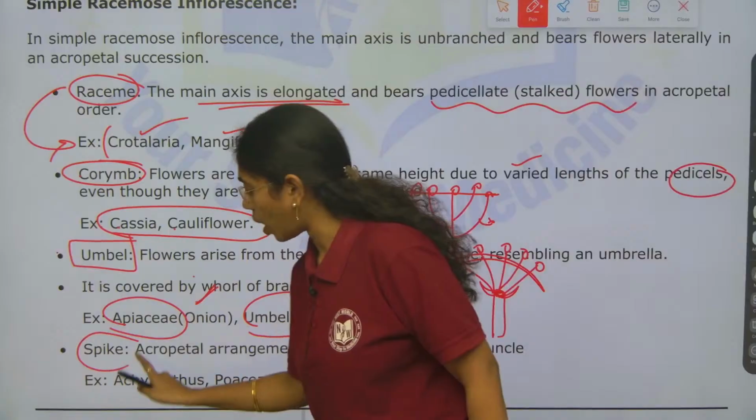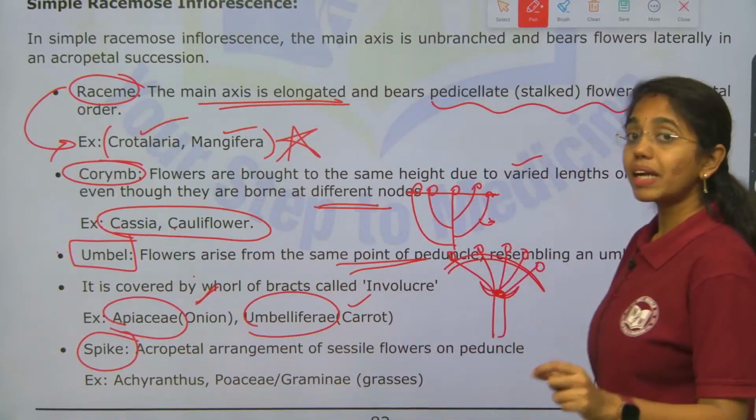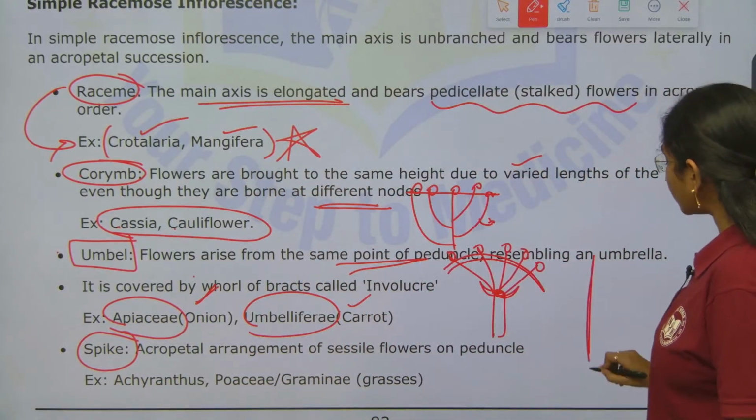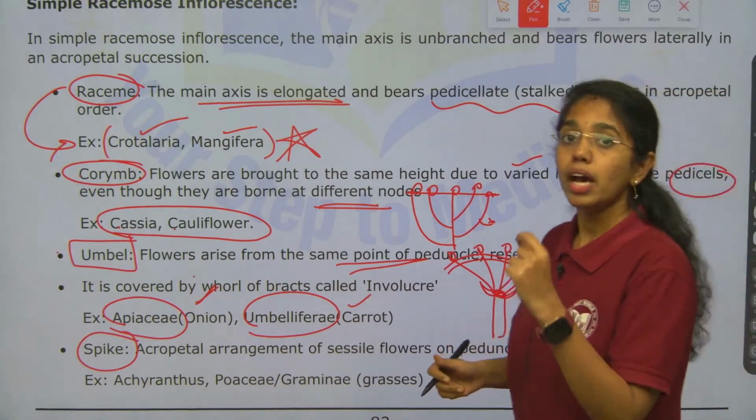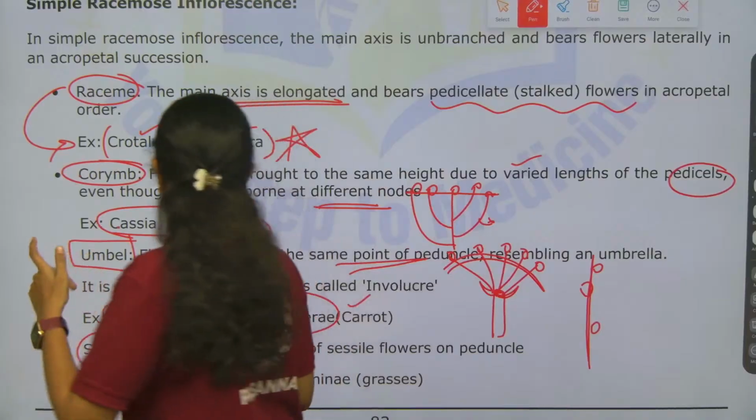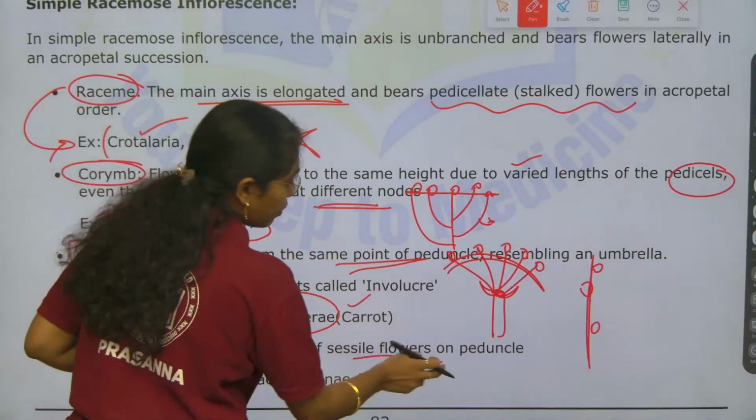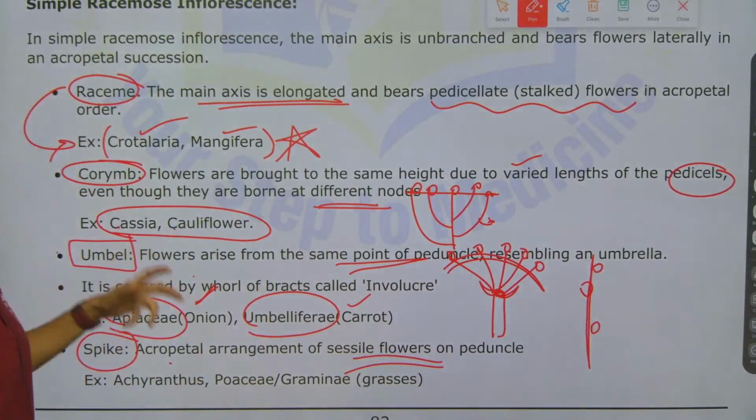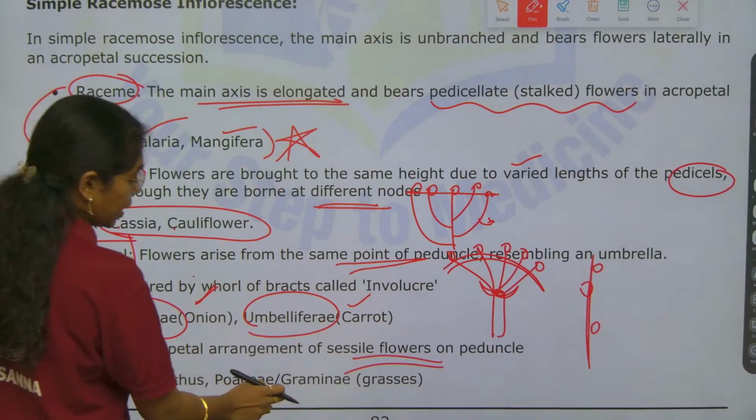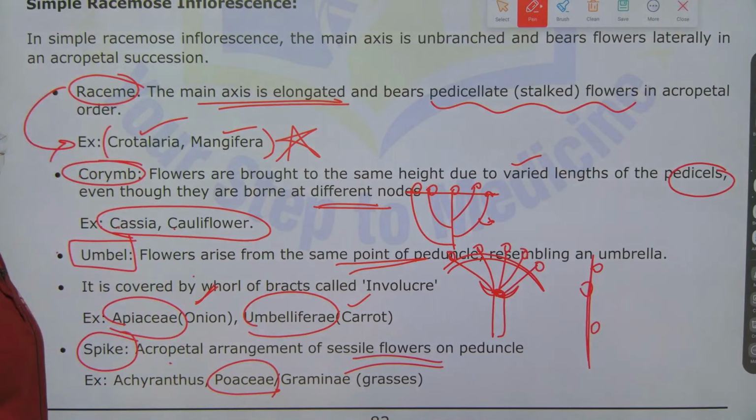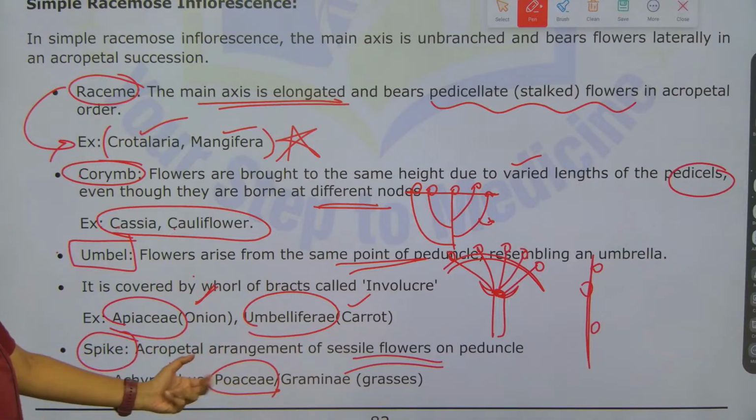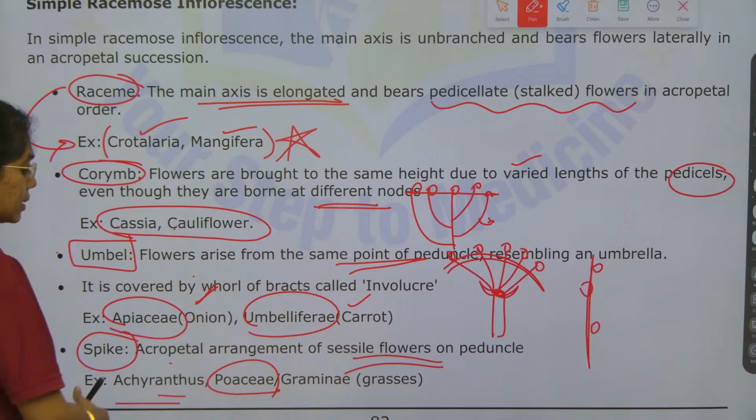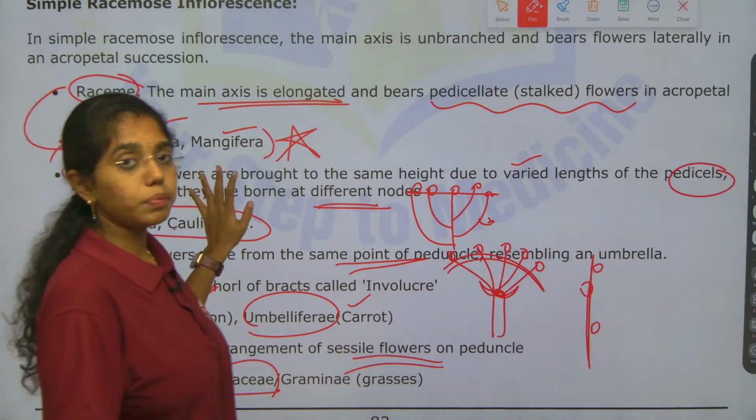Next is what, ma? Spike type of inflorescence. Here acropetally arranged, but flowers are sessile, they do not have any pedicels to hold, okay. Flowers are sessile, acropetal arrangement of sessile flowers on the peduncle. Especially these are observed in Poaceae family. Poaceae family is there for your NEET exam, no? When we were going through the floral characteristics, we have gone through that, and Achyranthes is the example.